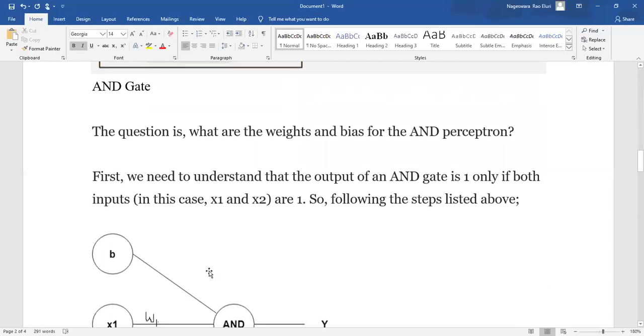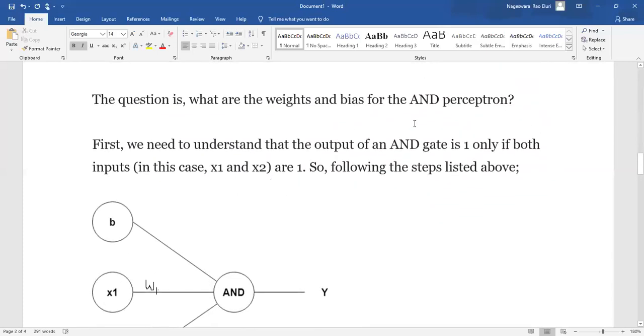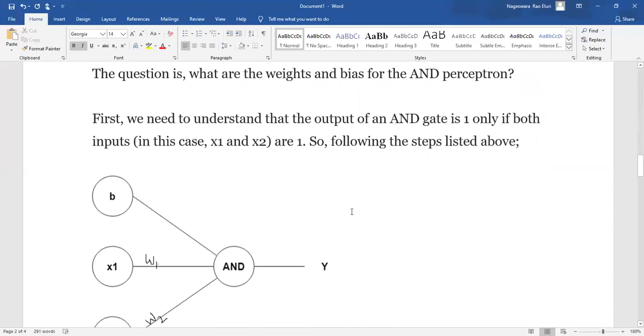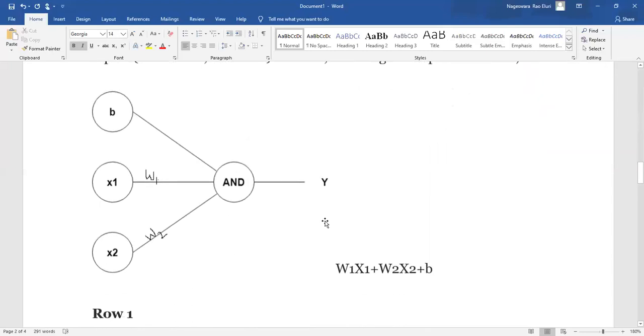So the question is, what are the weights and bias for an AND perceptron? This is the normal neural network representation for two nodes x1 and x2. Every node has an interconnection, associated with weight 1 and weight 2. This is the bias value, and y is the output. We can call this a linear combiner for the AND gate representation.